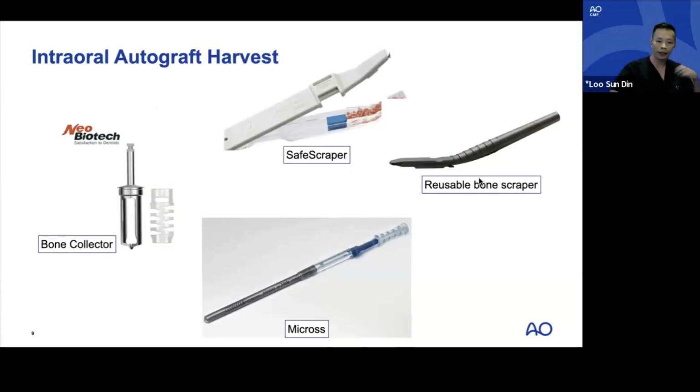Or if you feel like you need to work with your fingers, you can definitely use it manually using the bone scraper that is single use, or a reusable bone scraper like this, or the Micross from Meta. Personally, I love harvesting it from the regional or adjacent site of where I want to augment, and for the anterior region, I will harvest it from the palatal aspect.